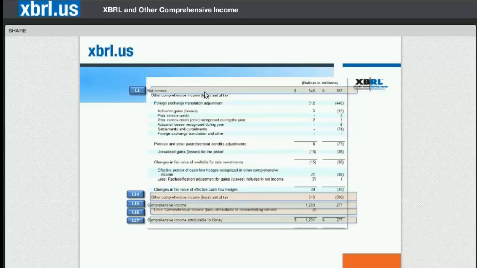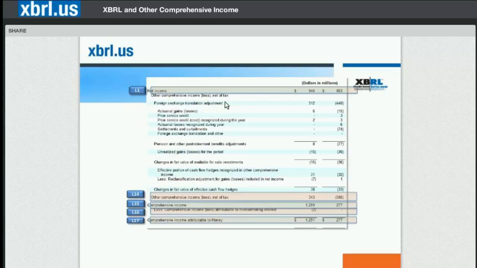Now let's look at how to tag this statement of comprehensive income. It's important to determine that the taxonomy elements selected are appropriate in terms of including or excluding taxes and/or non-controlling interests. In this disclosure, all items are net of tax, and all but the bottom two are consolidated amounts before NCI. We know this because it says other comprehensive income loss net of tax.